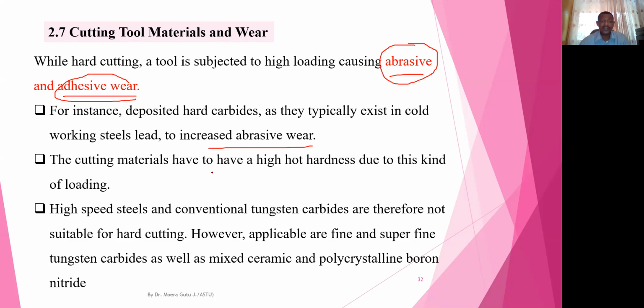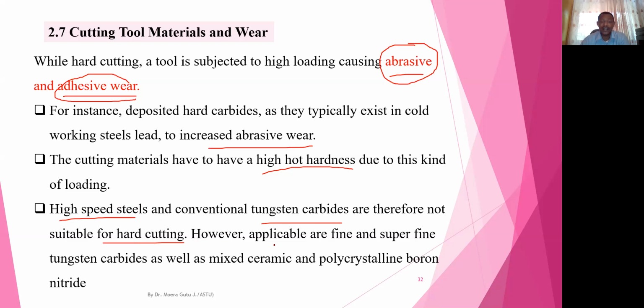The cutting materials have to have high hot hardness. Hot hardness, as a cutting tool property, is the tool material's capability to maintain its strength and hardness at high temperature due to this kind of loading. So any tool material should have high hot hardness. High-speed steels and conventional tungsten carbides are therefore not suitable for hard cutting. You have to remember that high-speed steel and tungsten carbides cannot be suggested for hard machining.